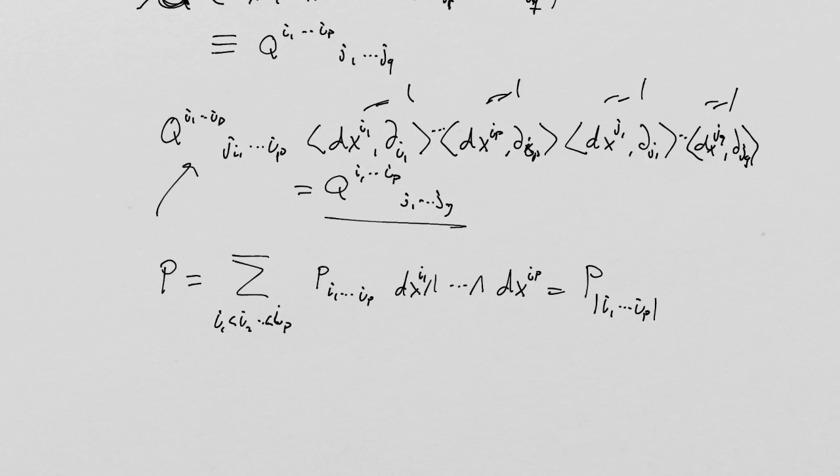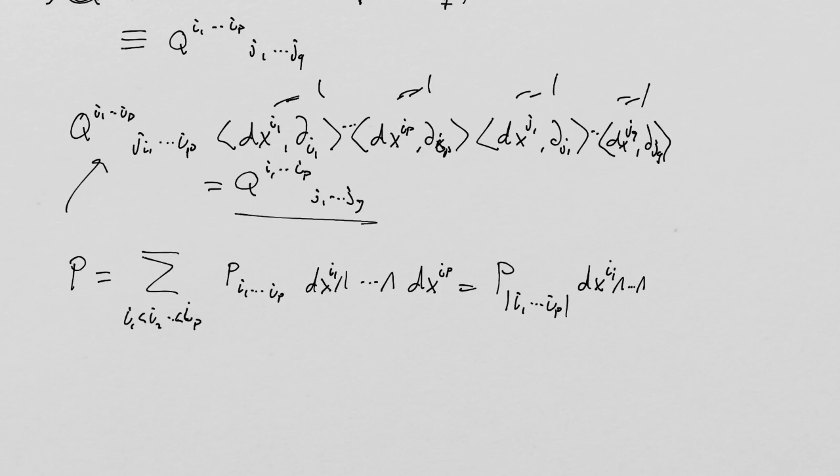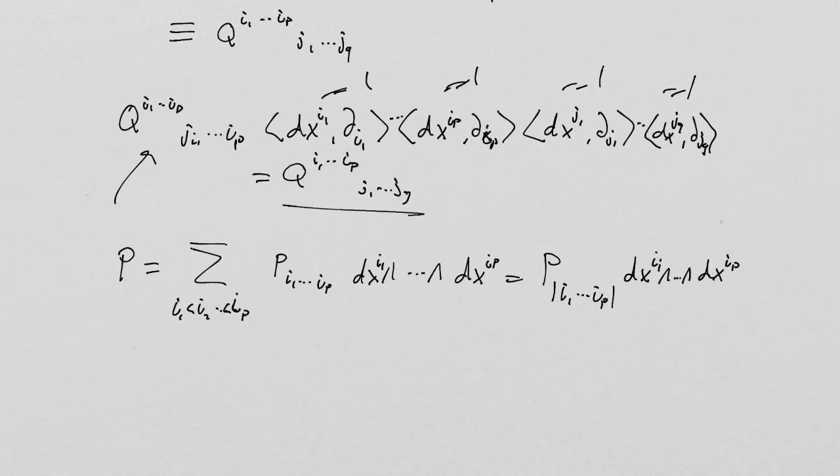In shorthand, it's P i1 through ip with these little lines, dx i1 wedge through dx ip, kind of like that. So these are all the same. The Einstein sum still works even though you've got these little lines here. You just have to make sure that you only include the terms where i1 is less than i2 is less than ip. So you're still summing over all those possibilities.